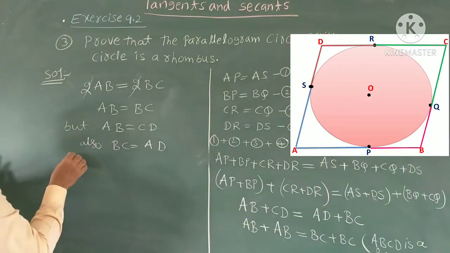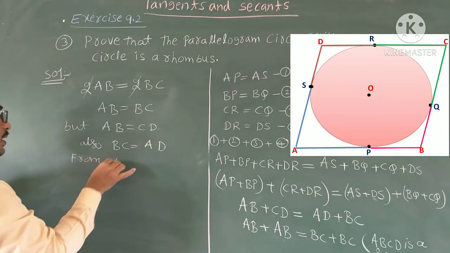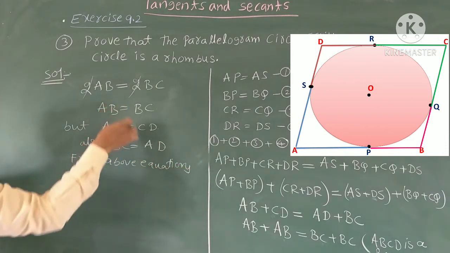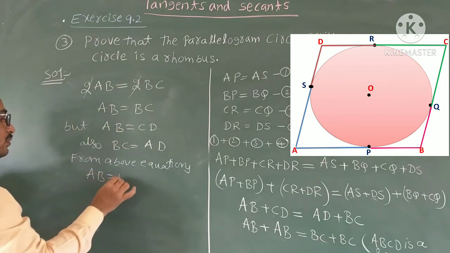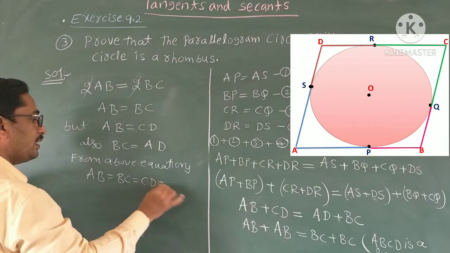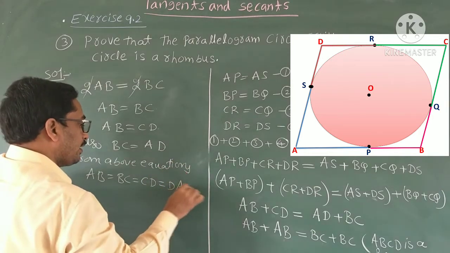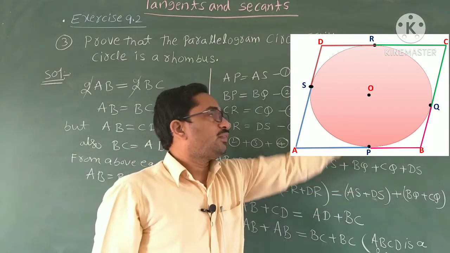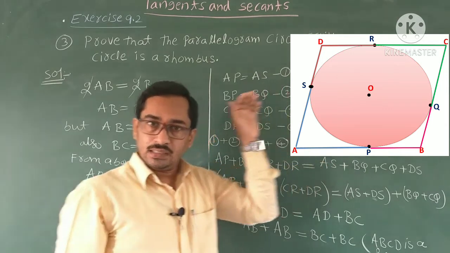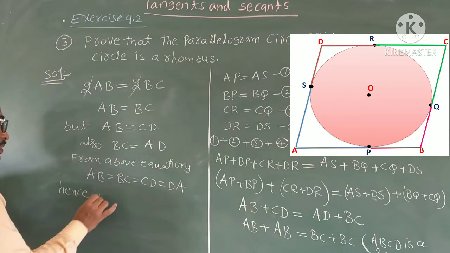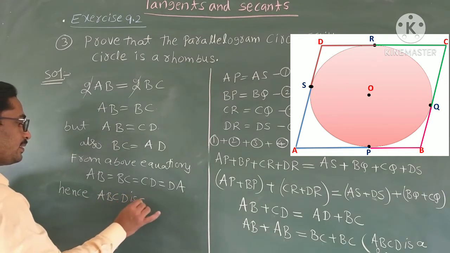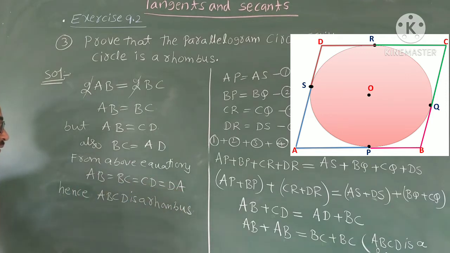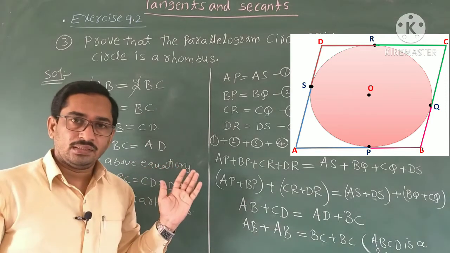So from the above three equations, AB equals BC equals CD equals AD. In parallelogram ABCD, all four sides are equal, then it becomes a rhombus. Hence, ABCD is a rhombus, because all these four sides are equal. Then the parallelogram ABCD becomes a rhombus.